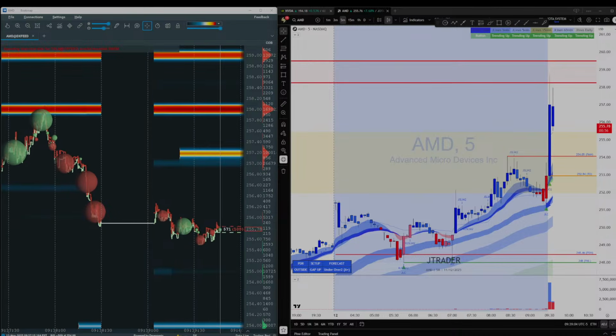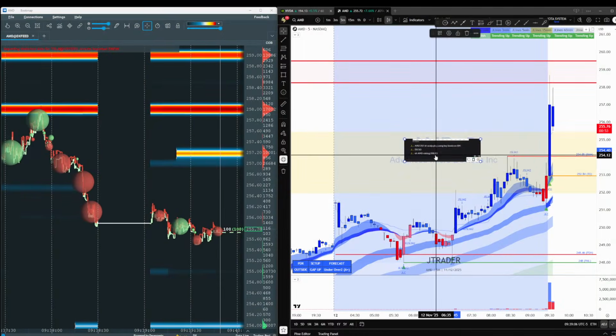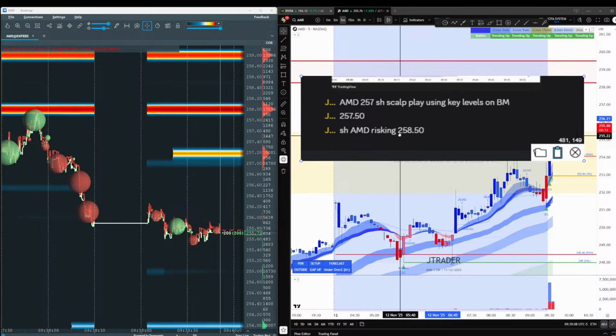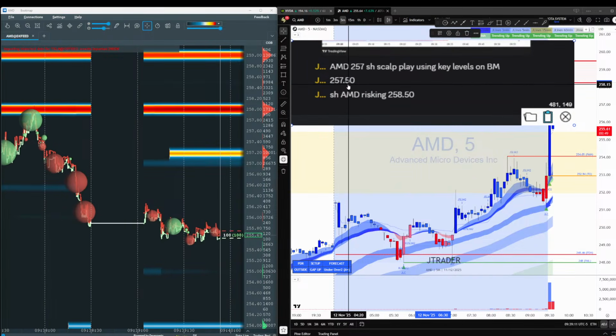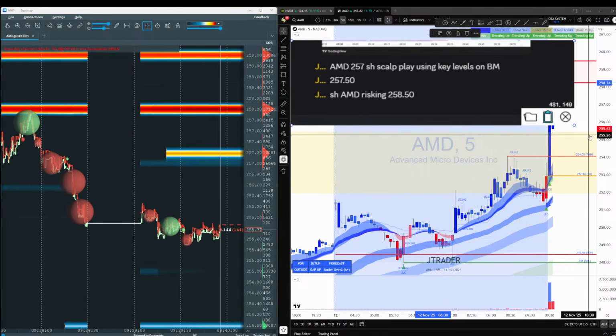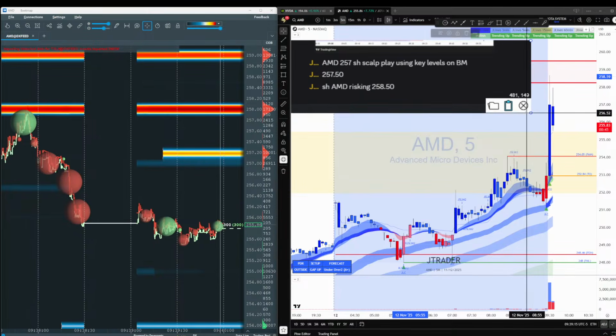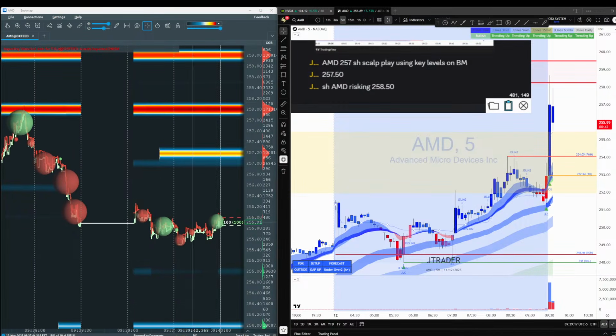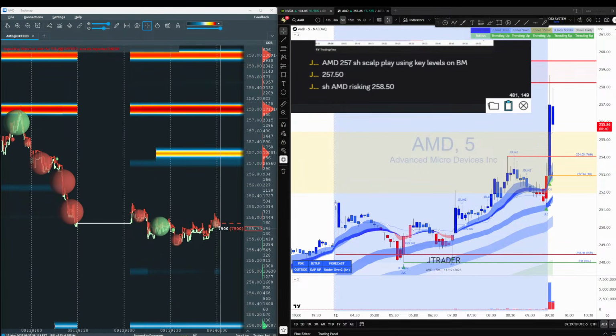And we can see over here, we had AMD scalp play using key level on Bookmap 257.50 for a short play. Right now it's 255.60. So now risk break even. Okay. So risk now break even.